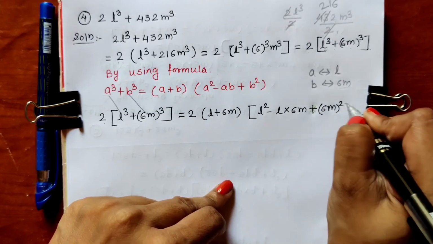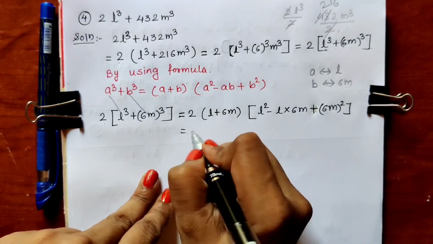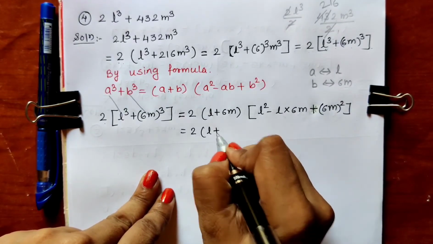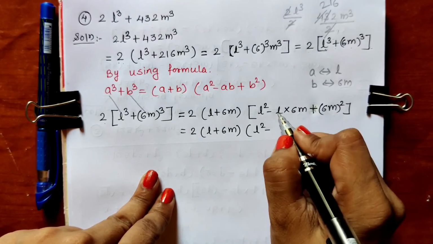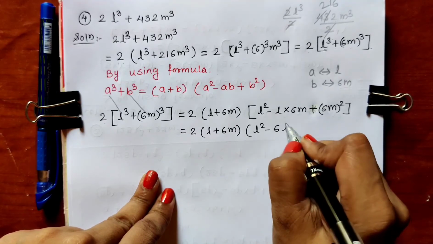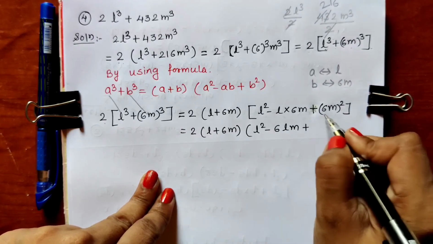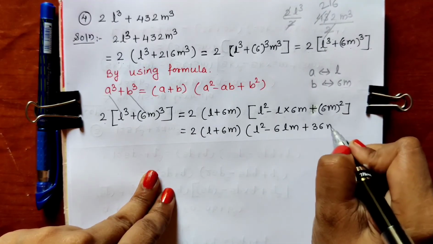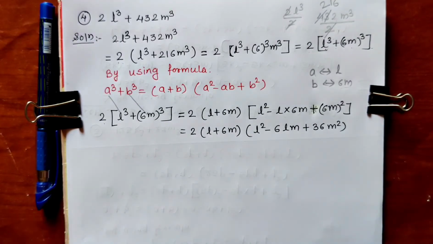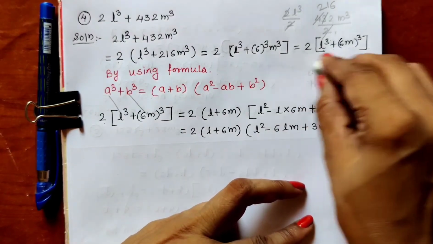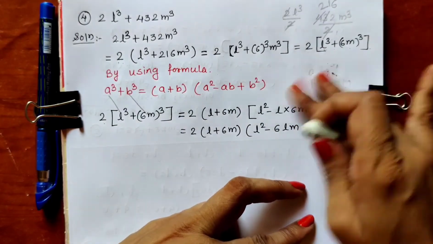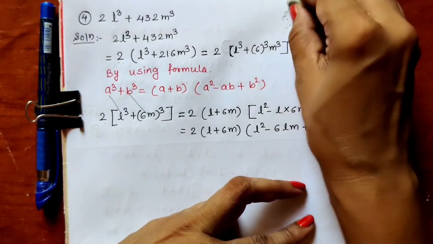Here b is 6m whole square. Now write this: 2, L plus 6m, L square minus L into 6m will be 6lm, plus 6 square is 36, square of m is m square. So in this way we have got these 2 brackets. You can rub out this rough work because this should not be seen here in the solution. All this rough work you can rub out.